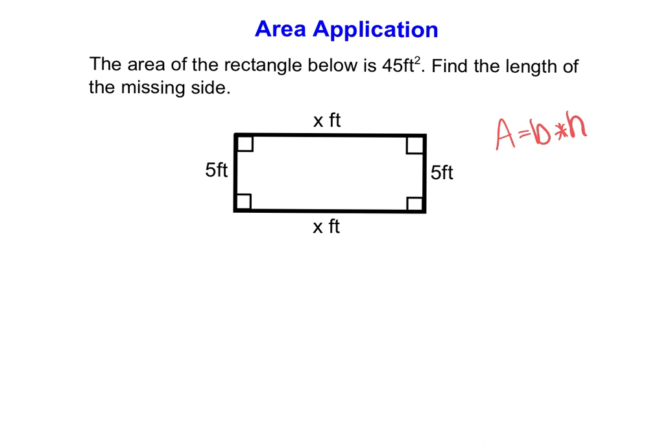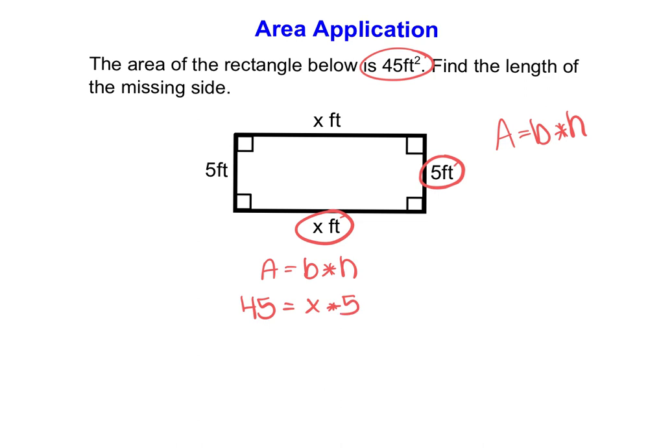So here we can see that the area of the rectangle below is 45 feet. So if I know my area equation is area equals base times height, and I know area is 45, I'm going to fill in area and write 45. Now, our base, we can see here, is x. So I'm going to replace it with x. And then my height, I can see right here, is 5.